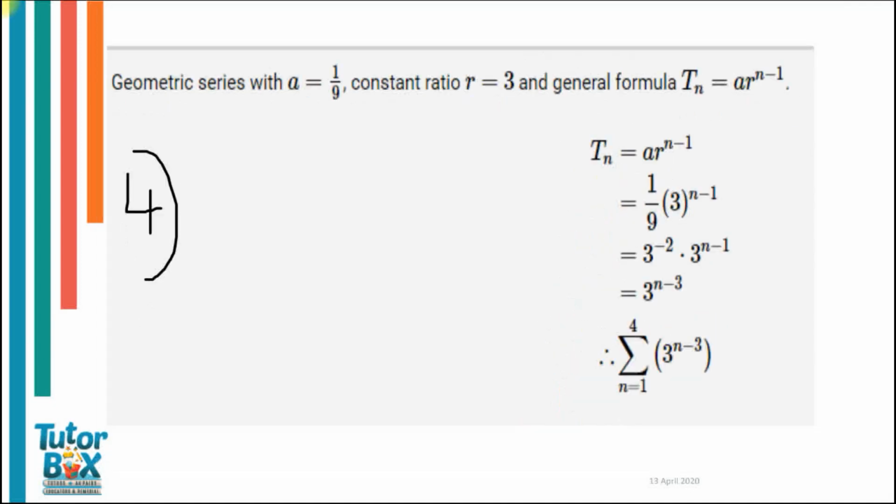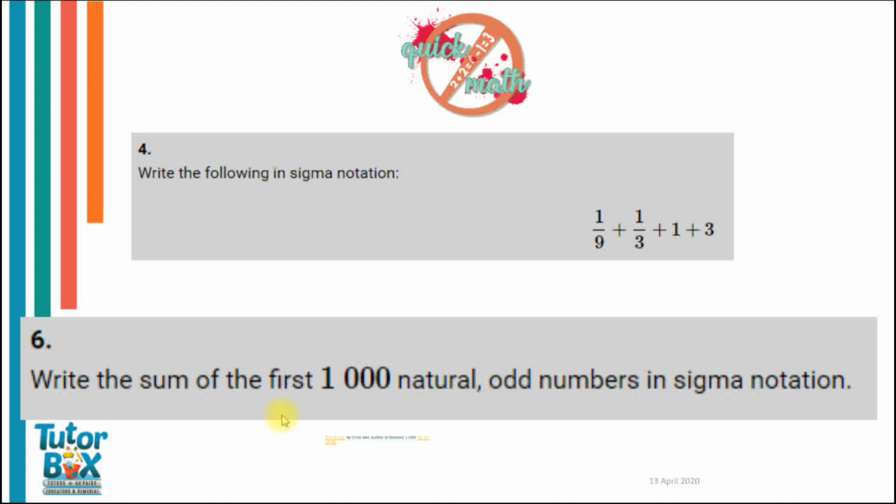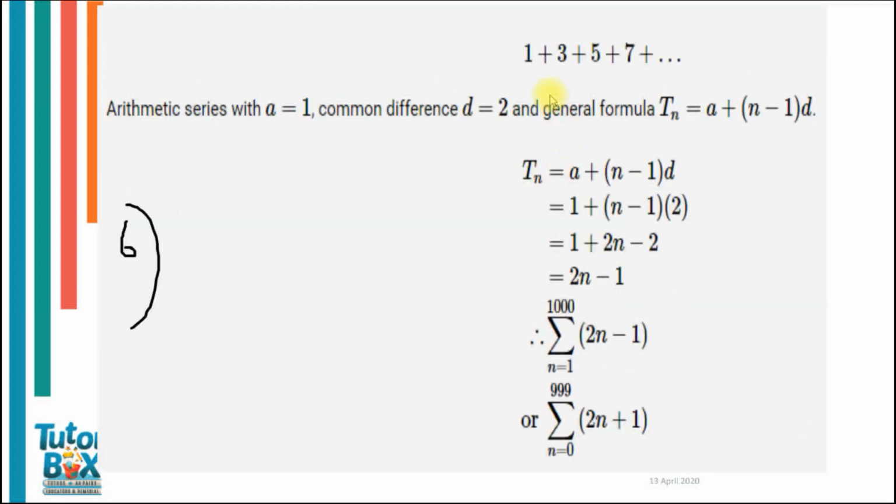And then let's look at 6. It says write the sum of the first 1000 natural odd numbers in sigma notation. So the sum of the first 1000 natural odd numbers, guys. Natural numbers, remember, 1, 2, 3, 4, counting numbers. Odd numbers, guys, you know this from grade 2. So you should have gotten 1 plus 3 plus 5 plus 7 and so on.